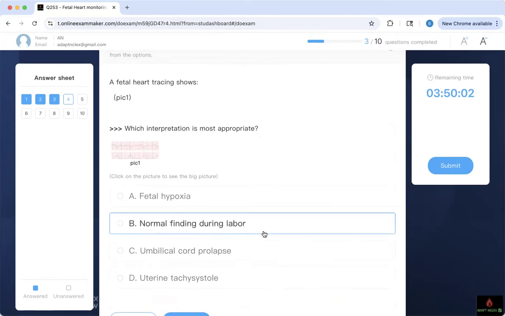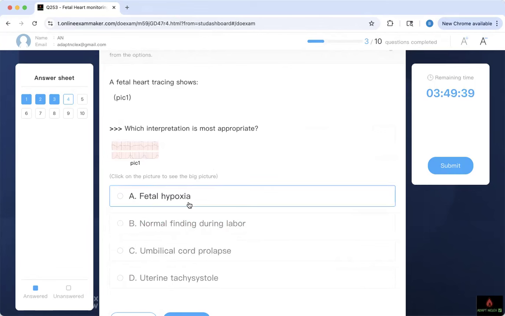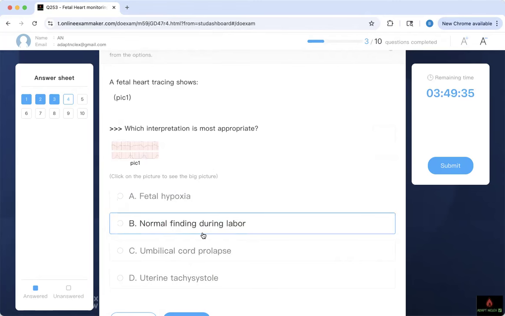Next one. A fetal heart tracing shows what? What is down there? Which interpretation is most appropriate? Fetal hypoxia, normal finding during labor, umbilical cord prolapse, and uterine tachysystole. You have to know that there is a fetal heart monitoring pattern for each of these conditions. If you have fetal hypoxia, what should I see? If I have a normal finding during labor, what should I see?